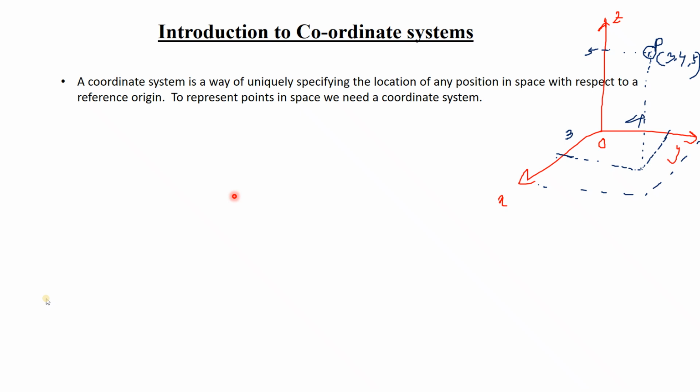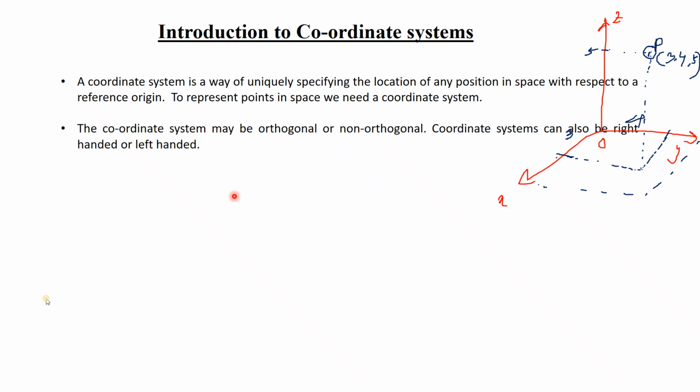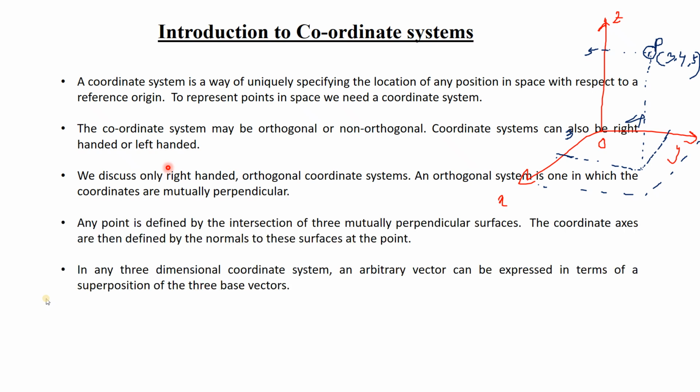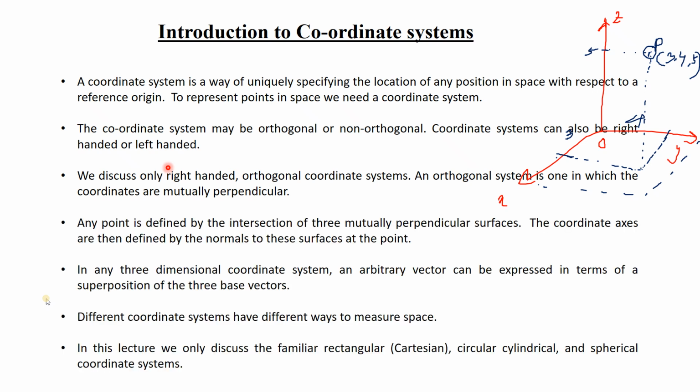Now in the Cartesian coordinate system, you can also locate a vector. That we will come to later on. So as I've told you, the coordinate system may be orthogonal or non-orthogonal. The coordinate system can also be right-handed or left-handed. So we discuss only right-handed orthogonal coordinate systems, this one, which are mutually perpendicular to each other.